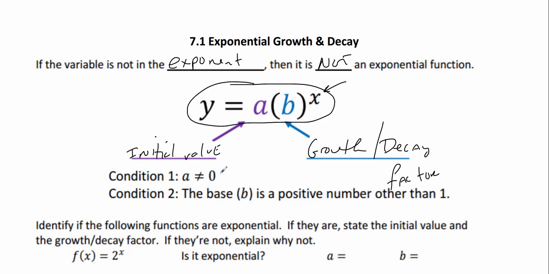Condition 1, there's two things that make this exponential. One is a cannot be 0, because if a was 0, that makes all of this 0, and that means it's not exponential, it's just a line. And then condition 2, the base b is positive. So this number here has to be positive. It cannot be negative. Then that would not be an exponential function. It can be higher than 1, smaller than 1, so on and so forth, but it cannot be less than 0. So there's the rough sketch, and now let's get into some problems here.